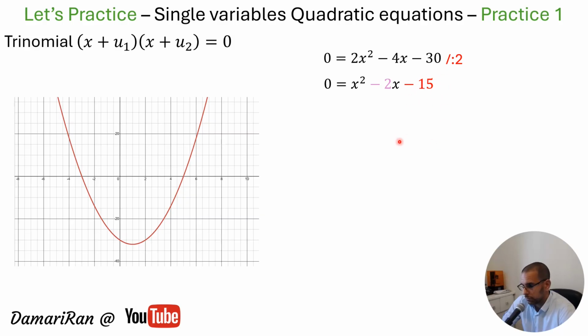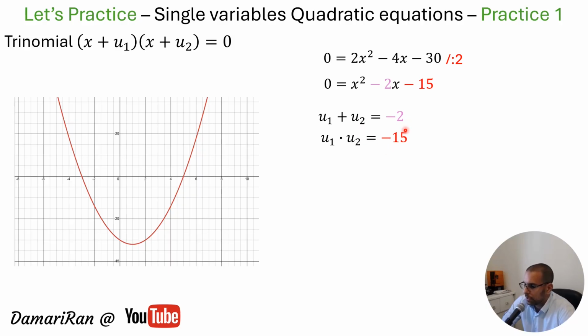What I want to do, the demand I have for u1 and u2, is that if I add u2 and u1 together, I want to get minus 2. And if I multiply u1 and u2 together, I want to have minus 15. This is the list of demands I have for u1 and u2. There are only two numbers that can give this result, right? There are no more options.